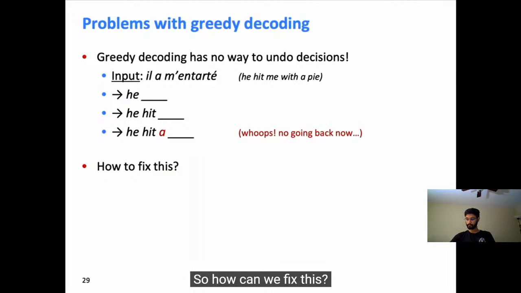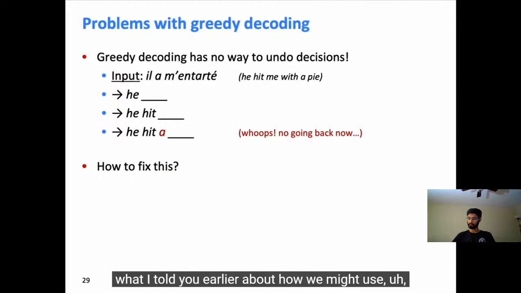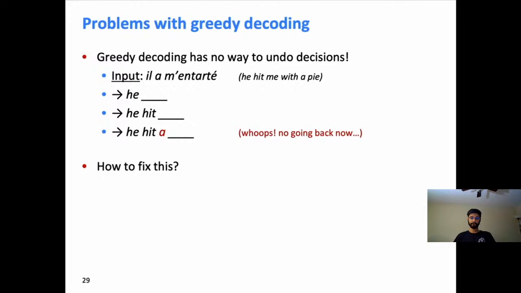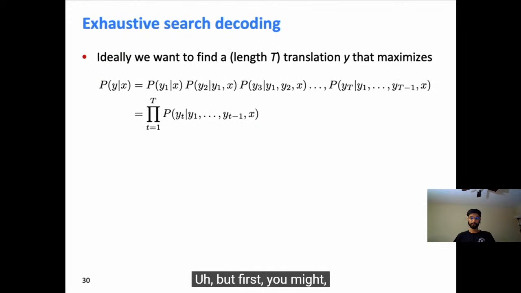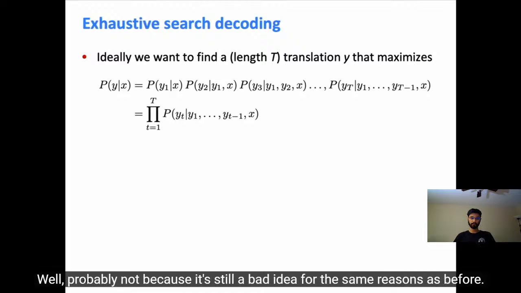So how can we fix this? And this relates back to what I told you earlier about how we might use a kind of searching algorithm to do decoding in SMT. But first, you might think exhaustive search is a good idea. Well, probably not, because it's still a bad idea for the same reasons as before.